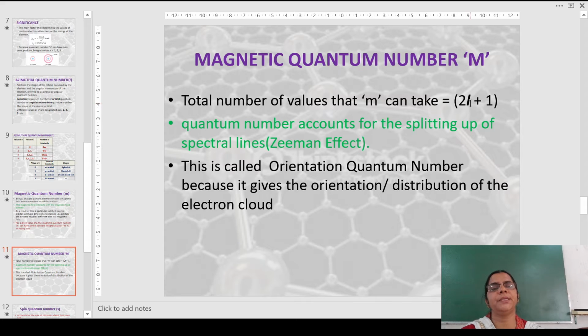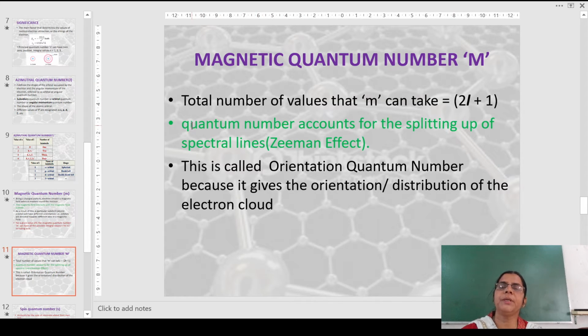So if you put L is equal to 1 here, it can have 3 orientations. If you have L is equal to 2 here, it can have 5 orientations. And if L is equal to 0, it can have just 1 orientation. Likewise, we can have different orientations, different directional properties that can be assigned to the orbitals.